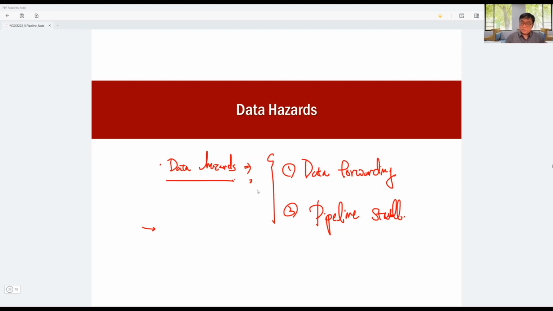So in this case, we need to stall the pipeline of the processor. That means the next instruction cannot be performed in the EX stage. So the pipeline stalls. The first solution is data forwarding, and the second solution is a pipeline stall. In the pipeline design, we need to know how to implement data forwarding and pipeline stalls for data hazards.